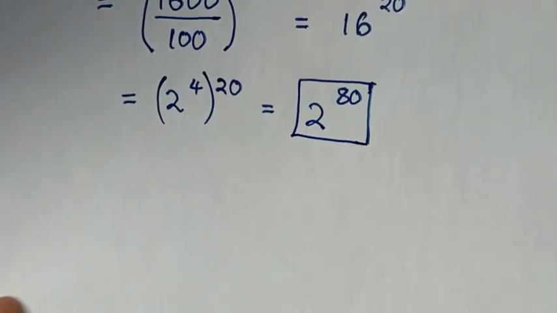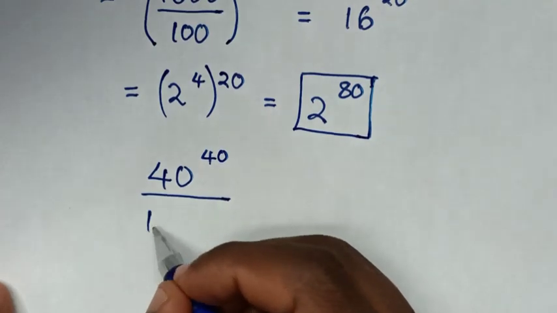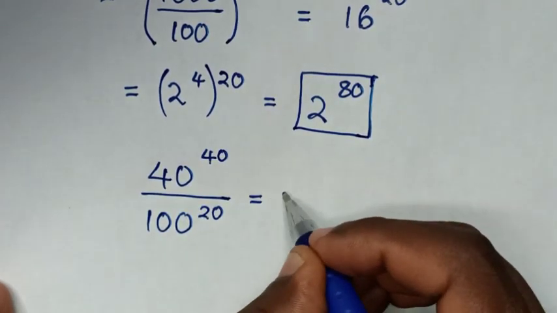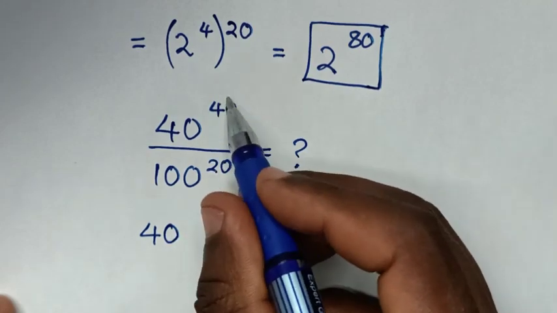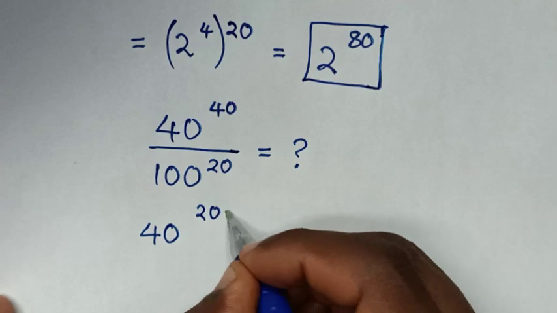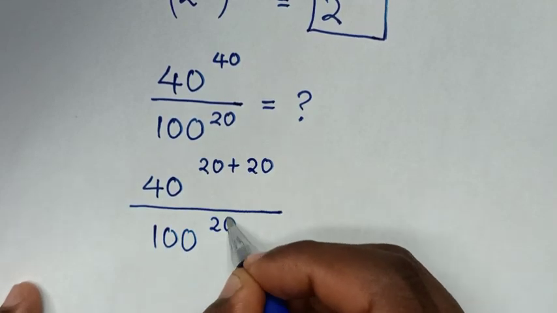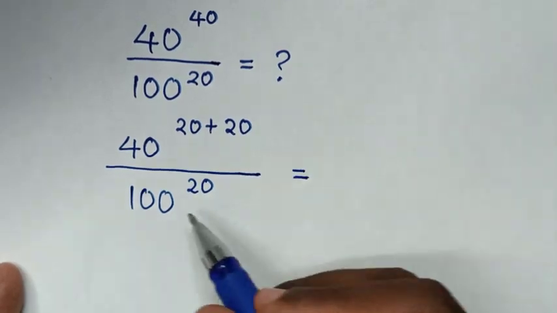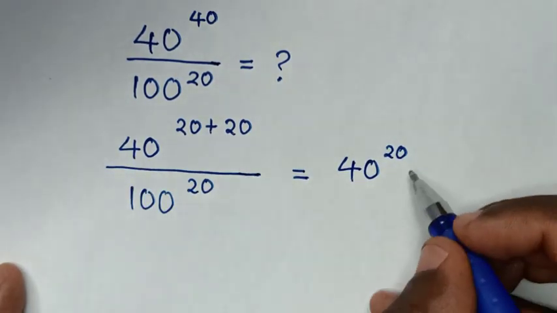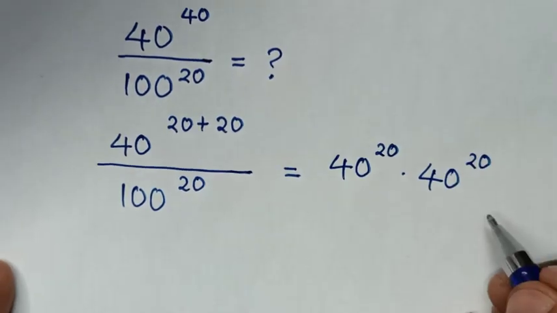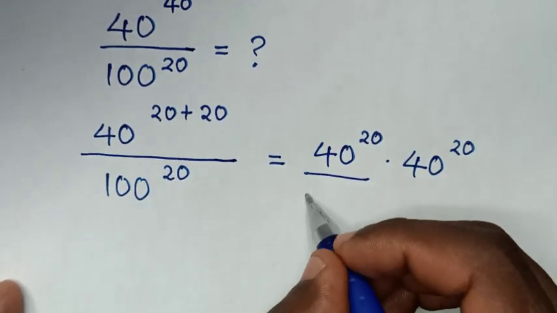Or to solve with another method, from our problem, which is 40 power of 40 over 100 power of 20, it will be equal to, from here, 40 power of 40. To have common power of 20, 40 is the same as 20 plus 20, then over 100 power of 20. Then it will be equal to 40 power of 20 times 40 power of 20. Then we divide by one of them, so it will be over 100 power of 20.